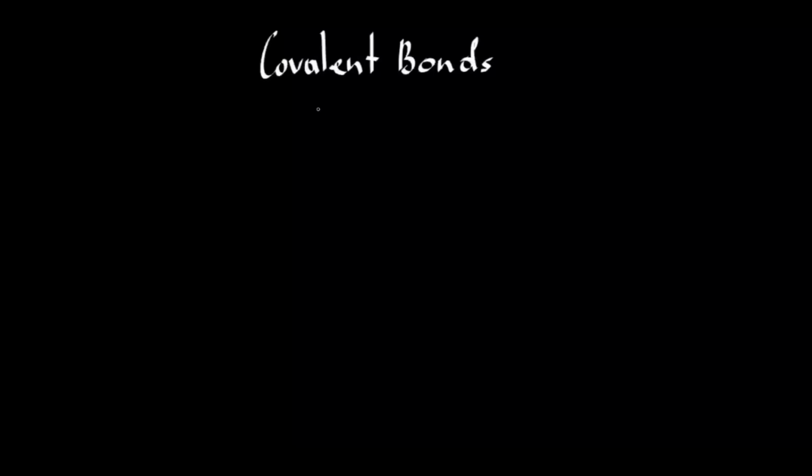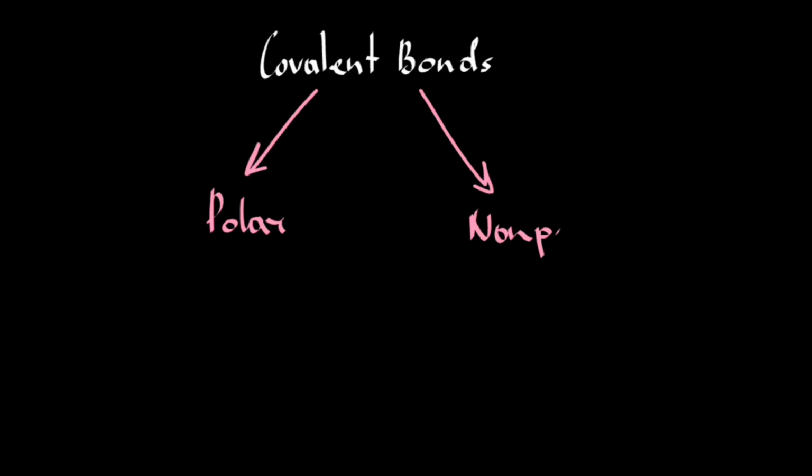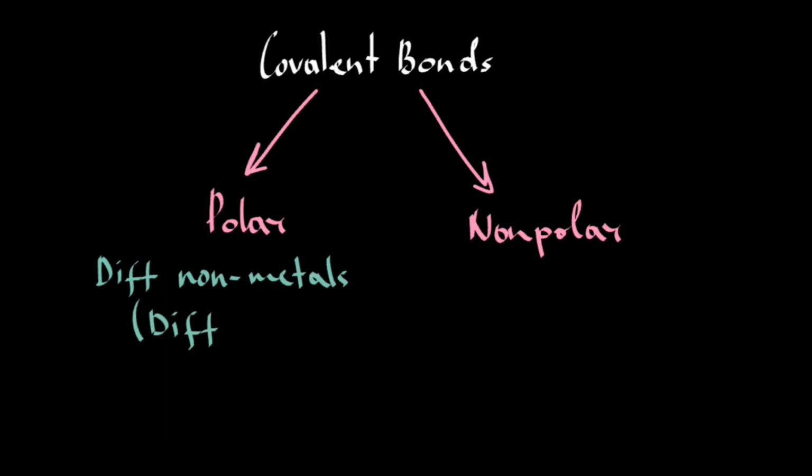Let's explore covalent bonds. Not all covalent bonds are the same. They can be divided into two main categories: polar and nonpolar. Polar covalent bonds occur between two or more different nonmetals with different electronegativities. For example, H2O, HCl, PCl3.